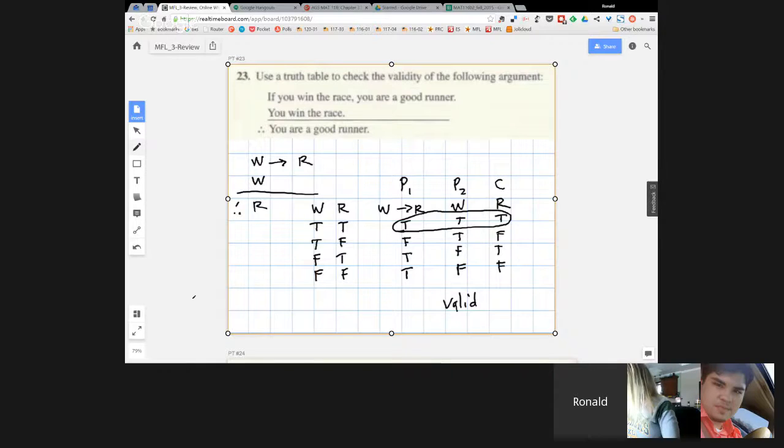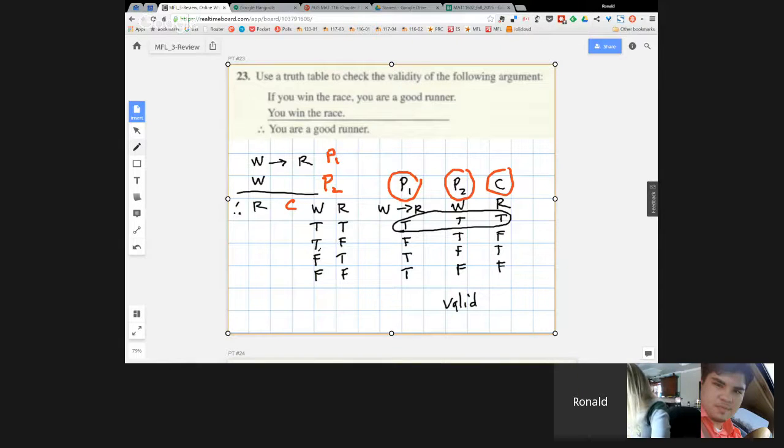Well, using a truth table, good news, we only have two letters, W and R. So we set up our four-row truth table. Some students forget to do this. This is really big for me. You need to make sure you have a column for each of the premises. This is premise 1 right here. This is premise 2. And this is the conclusion. You need to have a column for each of those. So, all right, first premise, if W then R. Second premise, W, conclusion R.